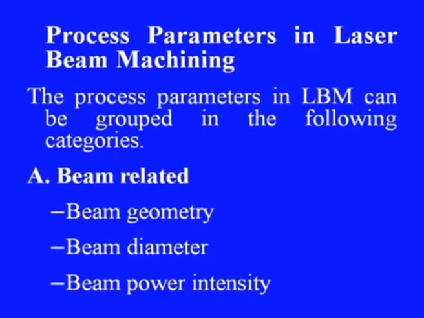Now, let us see the process parameters in laser beam machining. They can be grouped in the following categories. A. Beam related parameters. These include beam geometry, beam diameter, and beam power intensity. Beam diameter and beam power intensity play a very vital role, in the sense that beam diameter will define how fine we will be able to cut on the workpiece, and beam power intensity will dictate how intensely we can apply the laser power on the workpiece, how deep we can go with that power intensity, and how fast we can cut.